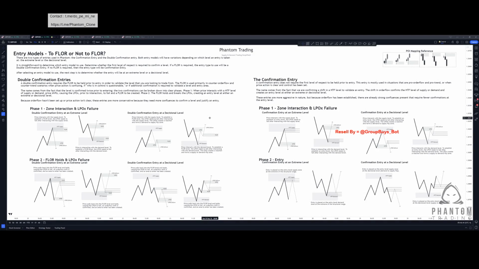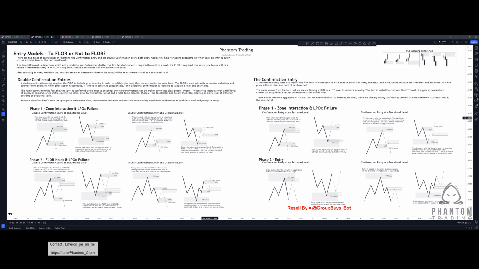Now that we have a solid understanding of POI selection, we can start transitioning into entry models. And the first question that we need to ask ourselves is, to floor or not to floor? Do we want to see a first level of respect or not? So there are two types of entries used in Phantom, the confirmation entry and the double confirmation entry.